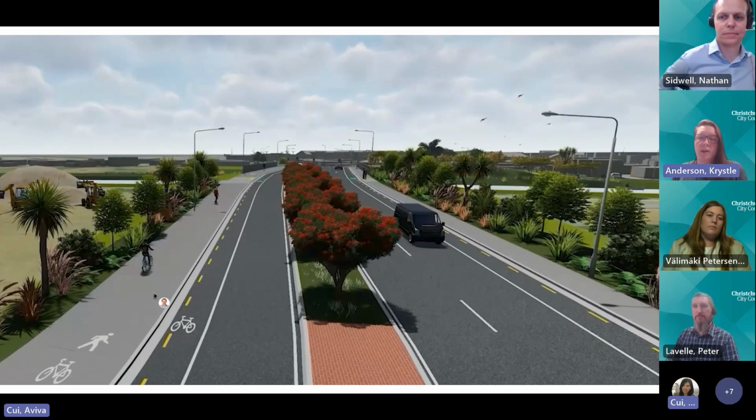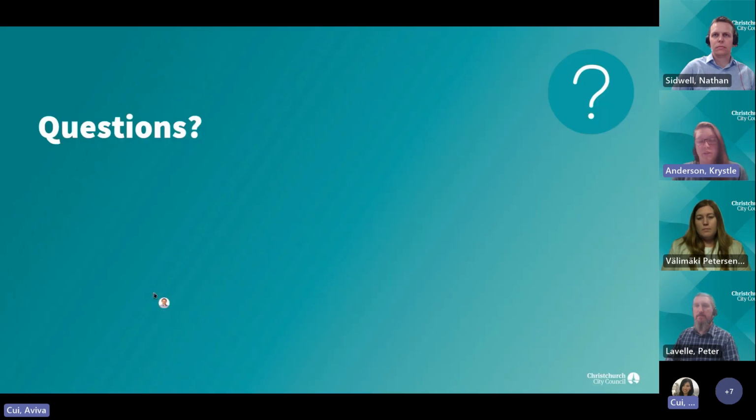Cool. So we have another question around the flooding that currently occurs on Pages Road. I think this question is about whether council will be doing any work to fix that prior to this project being constructed in 2026. This project team unfortunately doesn't have the answer to that question because we are focusing on the Gateway to New Brighton project, but we will endeavour to find out whether there is an answer and come back to you in writing on that one. Yeah, we can forward that to the appropriate people. So, cool.